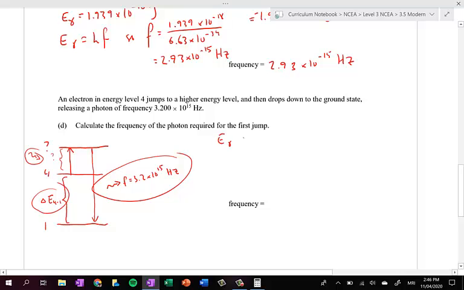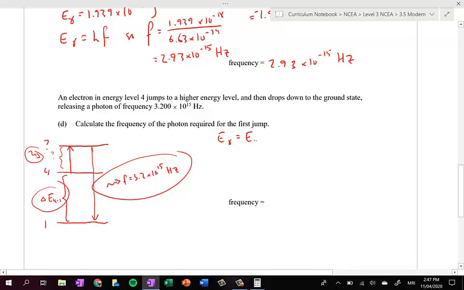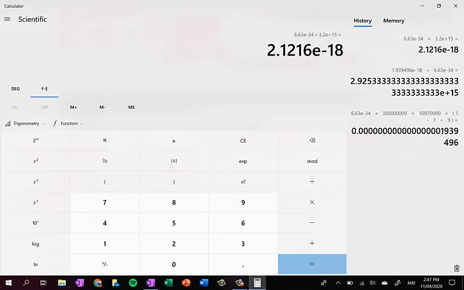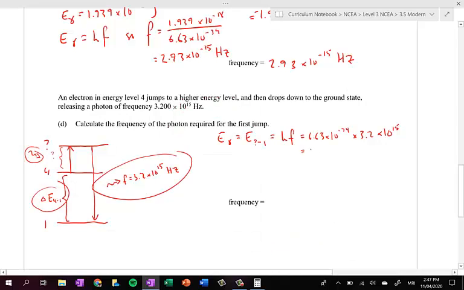So E photon is equal to E from question mark to 1, which is equal to hf, which is 6.63 times 10 to the negative 34 times 3.2 times 10 to the 15, which gives us 2.1216 times 10 to the negative 18 joules.